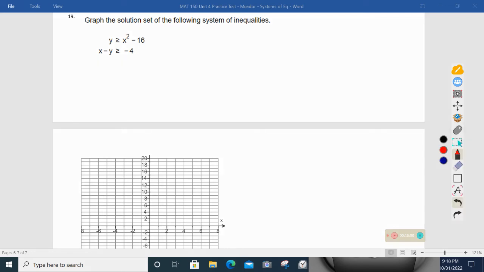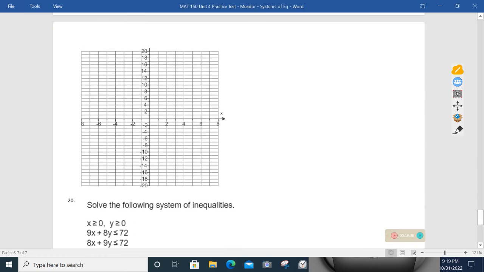Okay, question number 19 says graph the solution set of the following system of inequalities. I'm going to rewrite these because I need to have the graph up here. The first one is already in y equals, so I'm going to leave it as is. I need to get a pencil where I can write this down. Y is greater than or equal to x squared minus 16. So that's going to be a parabola that's been shifted down 16. And then x minus y greater than or equal to -4. Sorry, I'm having to write that down for myself because I'm having to slide the screen up.